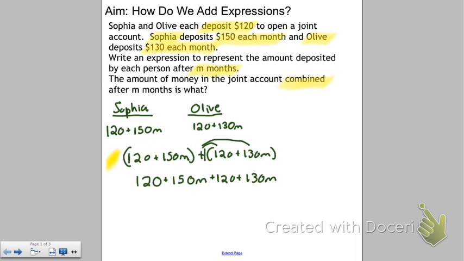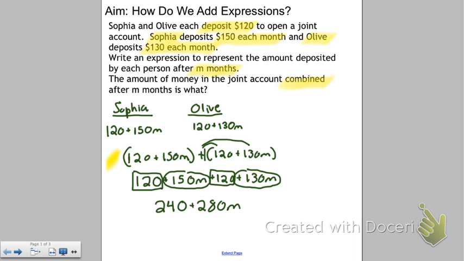Now I'm going to combine my like terms. I have 120 plus 120. When I combine those, I have 240. Plus 150M and plus a 130M. When I combine those, I have 280M. So this expression represents the amount of money in the account combined after M months.